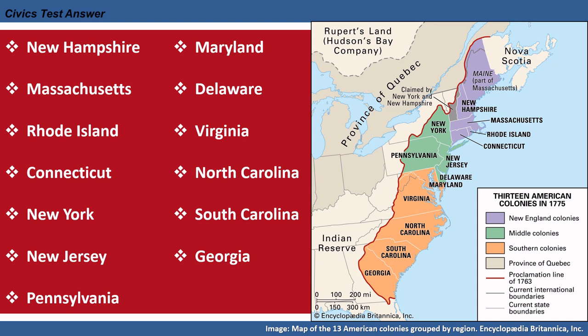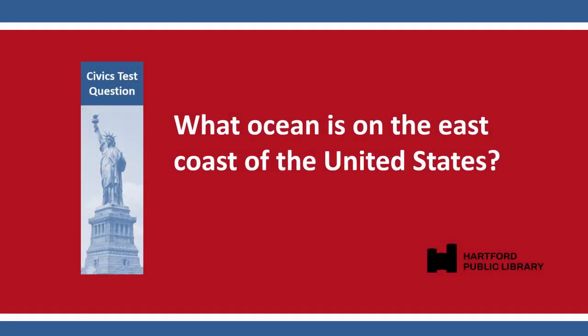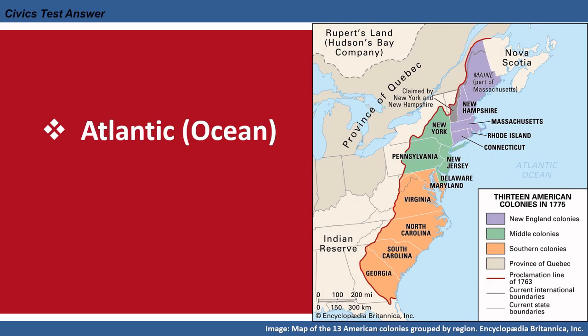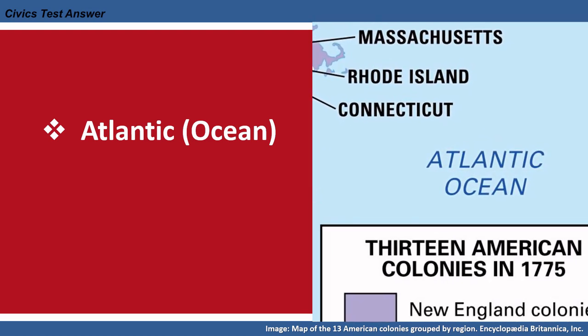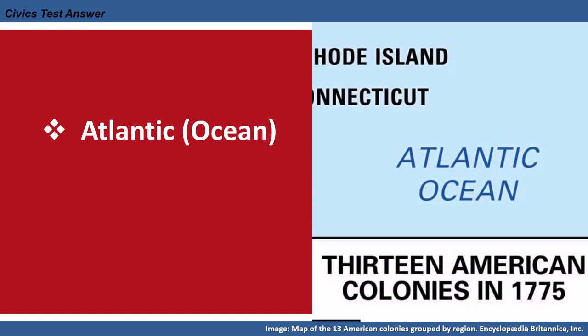Civics test question. What ocean is on the east coast of the United States? The Atlantic. The Atlantic Ocean is on the east coast of the United States. The 13 original states were all next to the Atlantic Ocean.